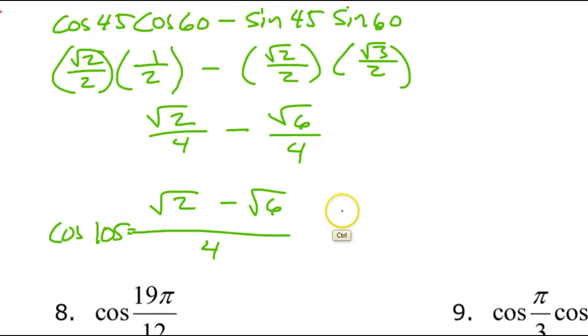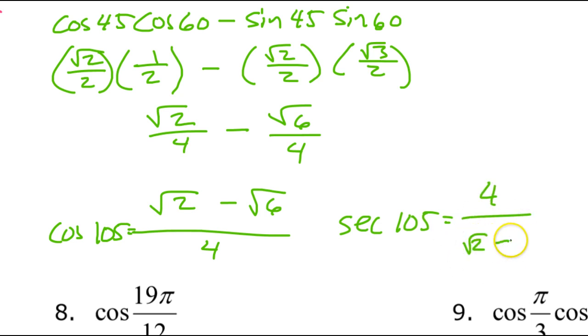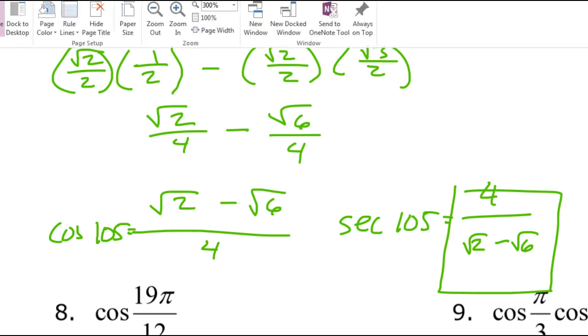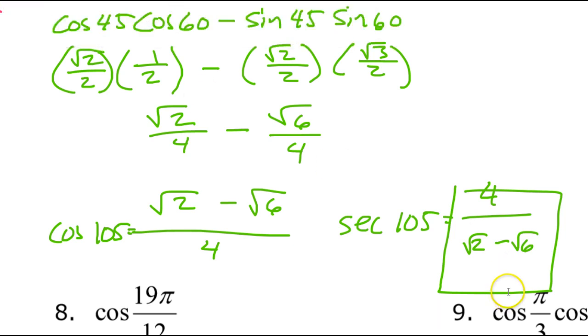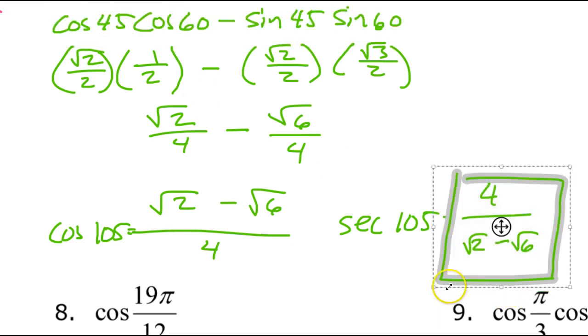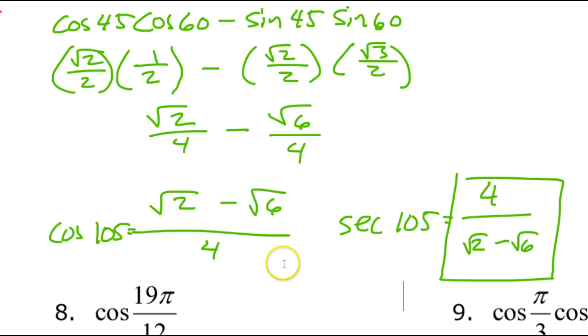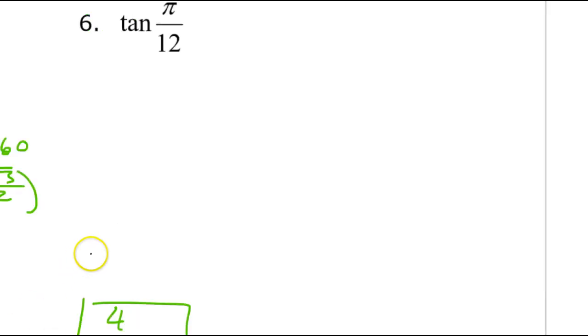Okay, that's the cosine. So the secant of 105 is going to equal 4 over radical 2 minus radical 6, because you got to do the reciprocal. All right, I missed a little bit with that box. All right, there you go.